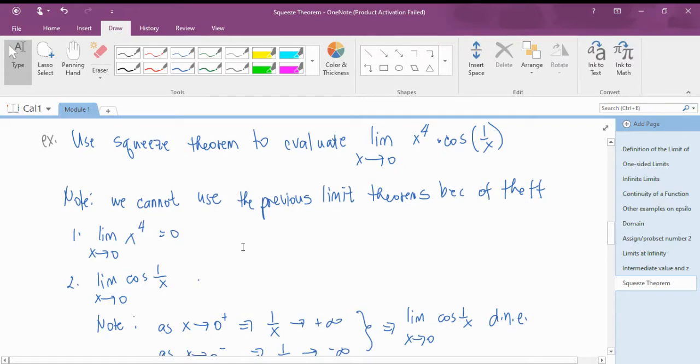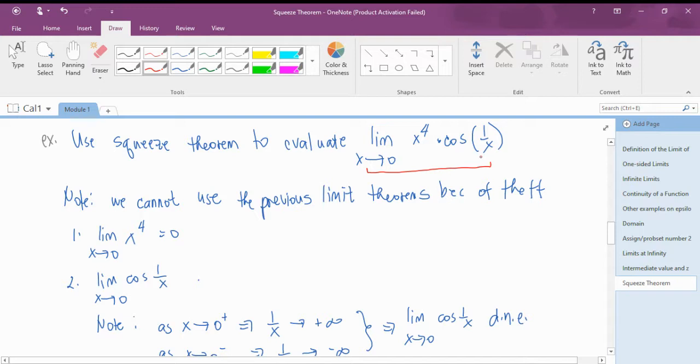Use the squeeze theorem to evaluate the limit of x raised to 4 times the cosine of 1 over x as x approaches 0. When you first see this problem, what probably comes to mind is to use our previous limit theorems, for example the product of two functions. We would take the limit of x raised to 4 as x approaches 0 times the limit of cosine of 1 over x as x approaches 0.